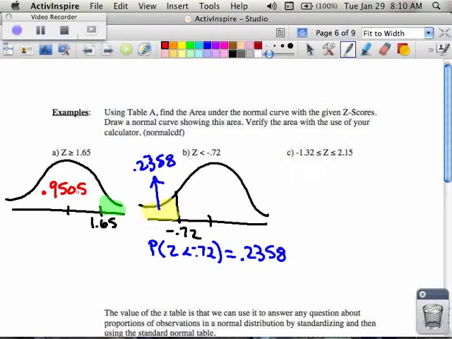They are talking about the white region. I don't want the white region. I want the shaded region. But the area under our density curve totals up to 1. So the probability that my z-score is going to be greater than or equal to 1.65 will be equal to 1 minus 0.9505. Or in other words, this area right here is 0.0495, and that's my answer.